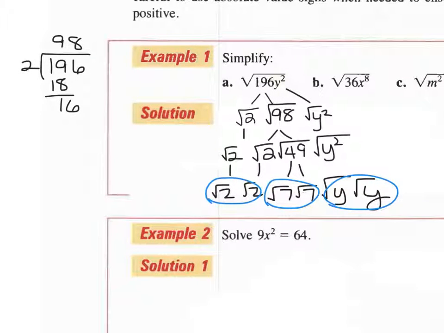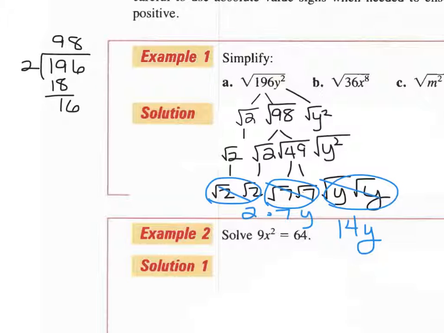Okay, so I make pairs of everything, and everything that I can make a pair of comes out of the square root symbol. So a pair of 2's, a 2 will come out. Pair of 7's, a 7 comes out. Pair of y's, a y will come out. So the final answer here is going to be 2 times 7, which is 14, y.